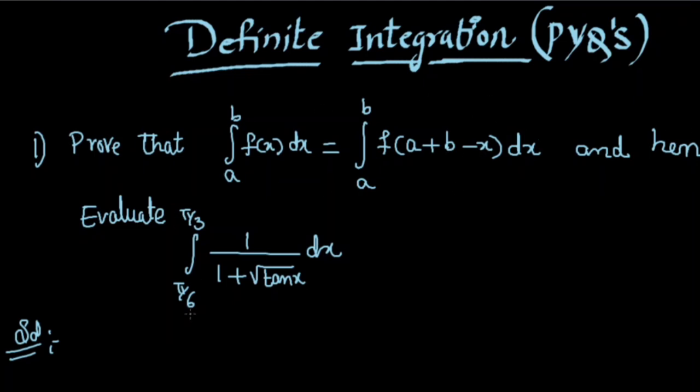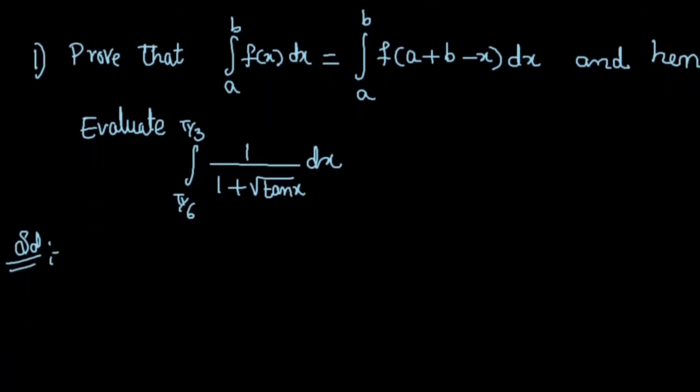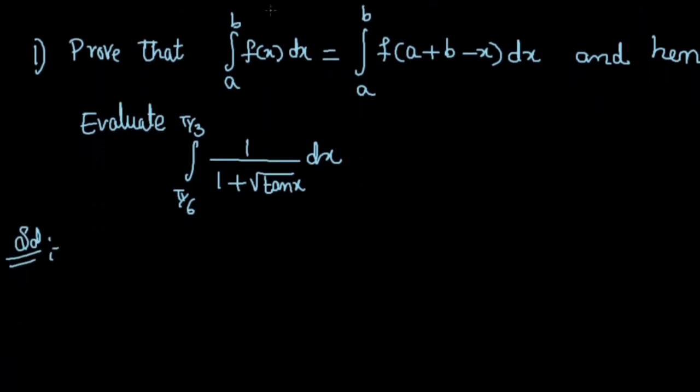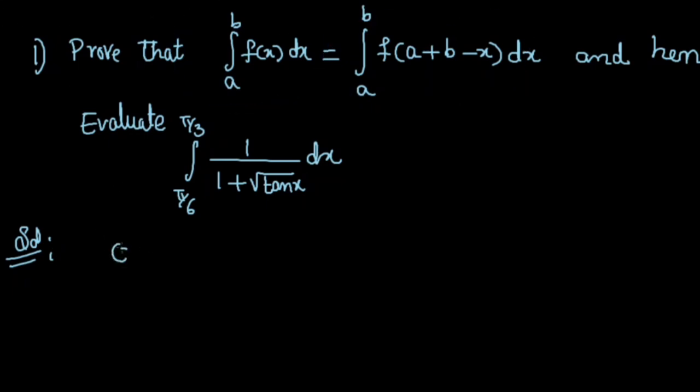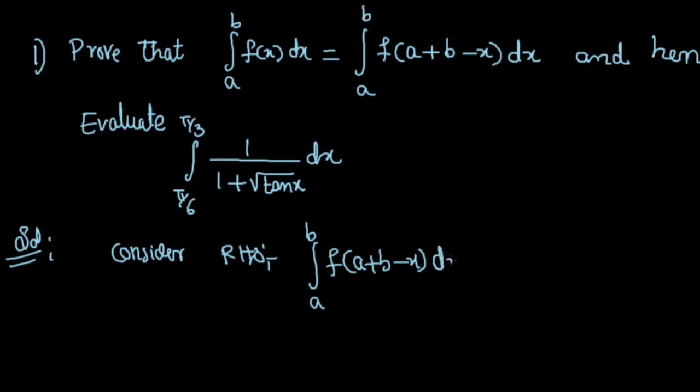Hence evaluate pi by 6 to pi by 3 integration of 1 by 1 plus root over tan x dx. So here lower limit, upper limit. Let us consider that in this, LHS is this part and RHS is this part, okay? Now we will consider RHS. Integration a to b f of a plus b minus x dx, okay?